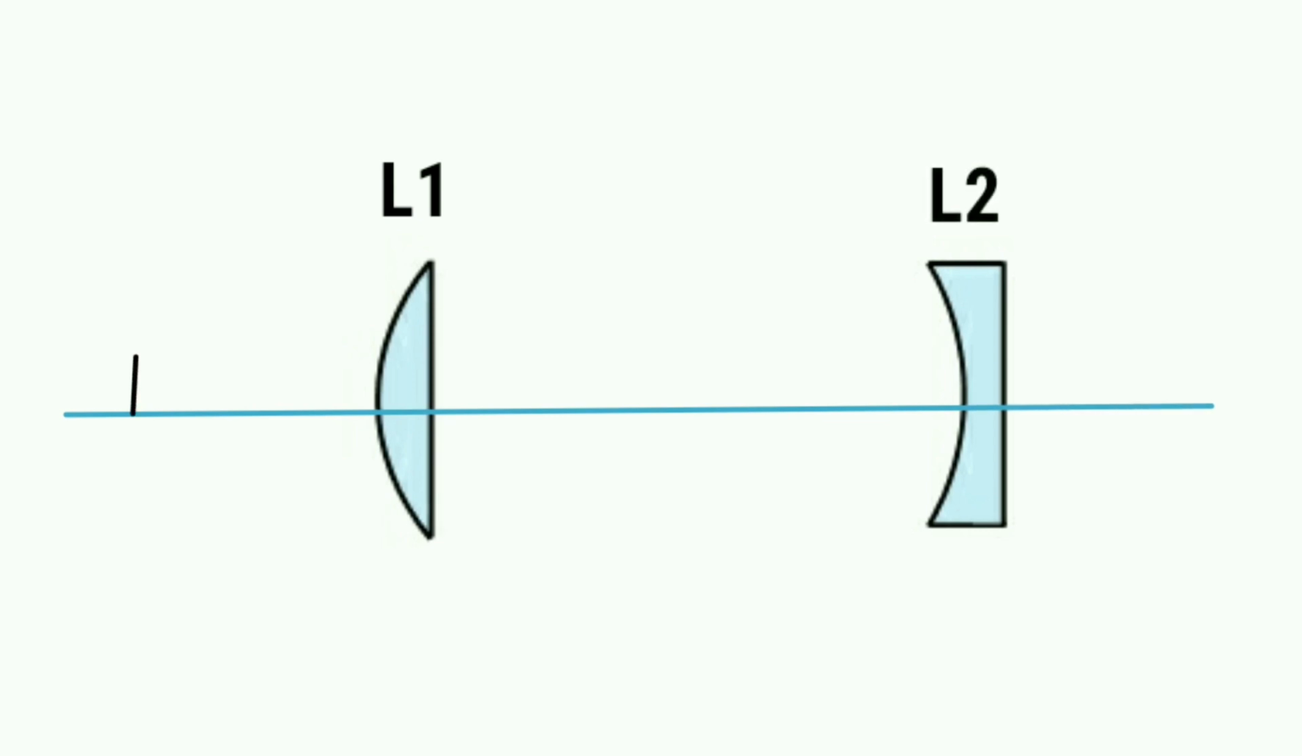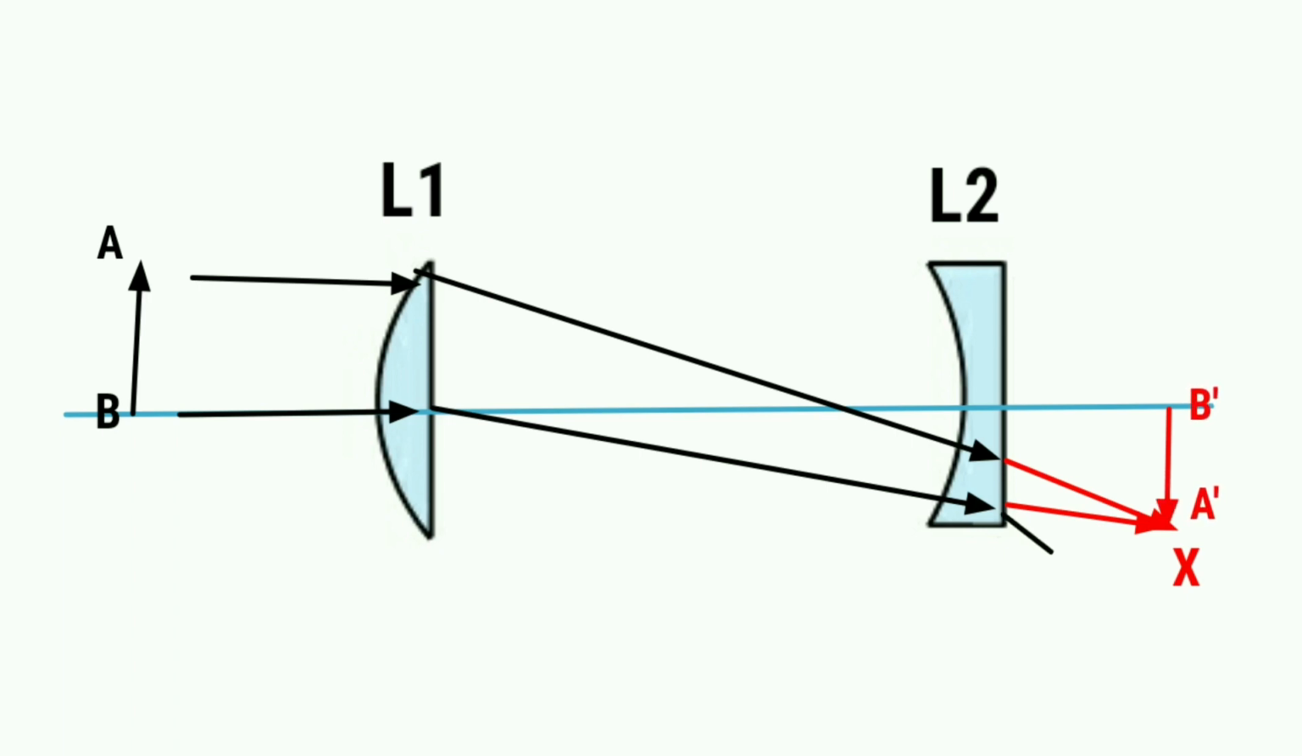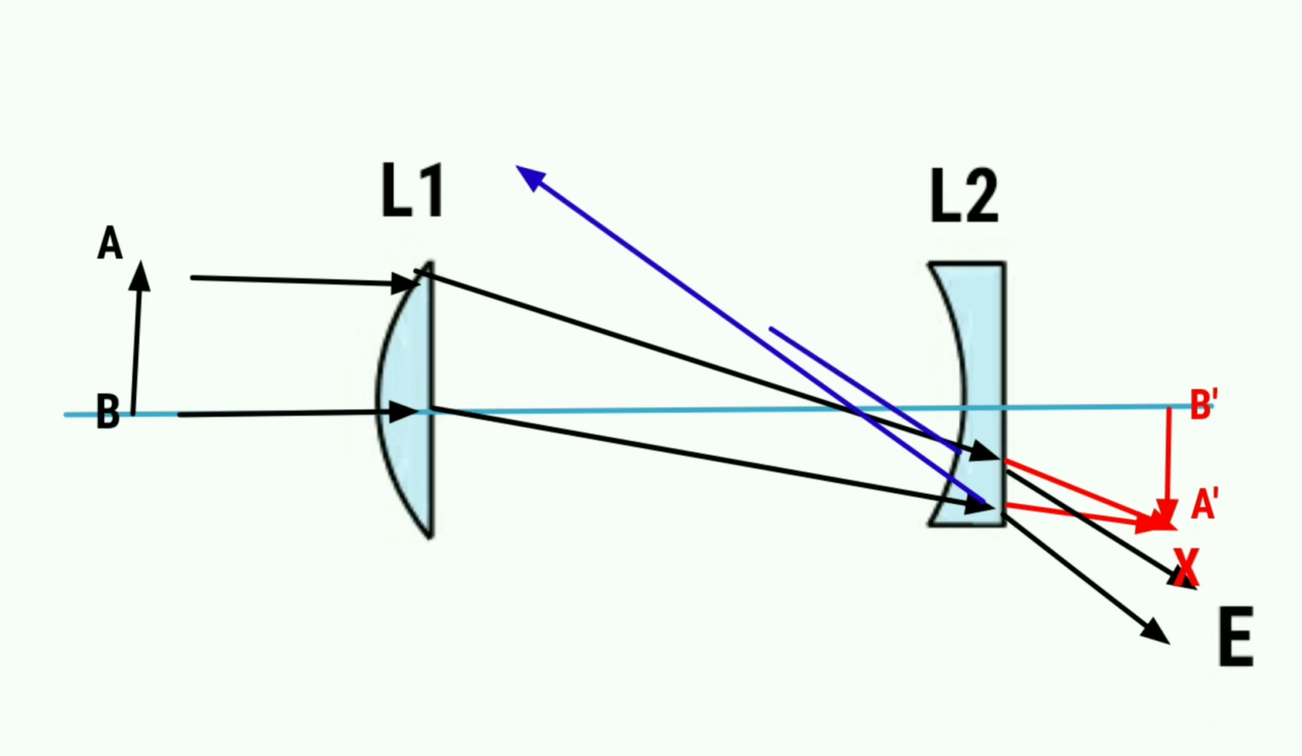Let us consider an object AB situated at infinity. The parallel rays coming from the object will fall on the primary lens L1. Then the refracted rays will again fall on L2. In the absence of the lens L2, the refracted rays will meet at point X and forms the real image A'B'. But because of the lens L2, the rays will get refracted again by L2 and enters into the eyes of the observer E. The observer will finally see the object as a virtual image A'B' formed at the point Y.